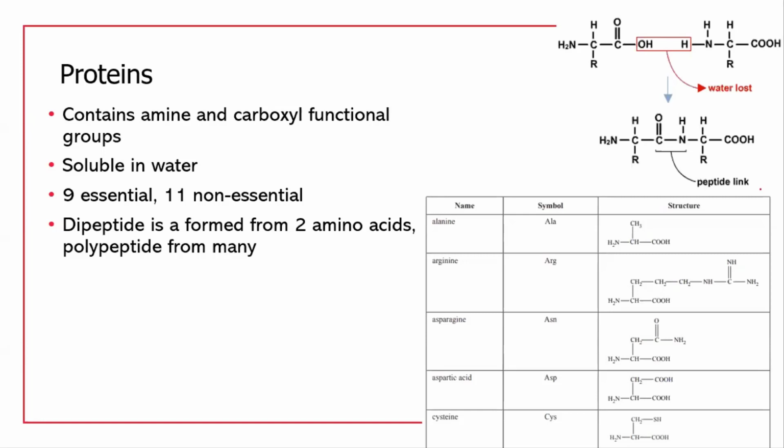And there's a list of all of them in your data booklet, and they all have this R group that is different. That R group, for example, in alanine is just CH3. In arginine it is this really long chain. In asparagine, it's this chain here, which is a bit more complicated. So all of these amino acids are different, and they contribute to proteins.